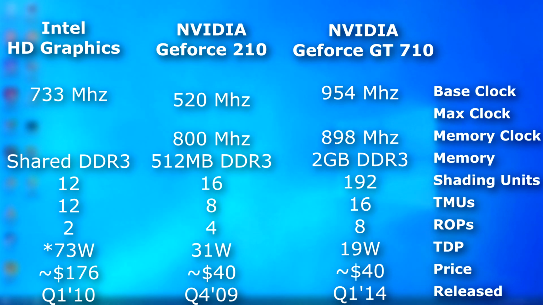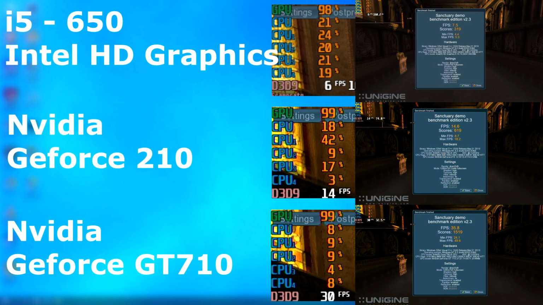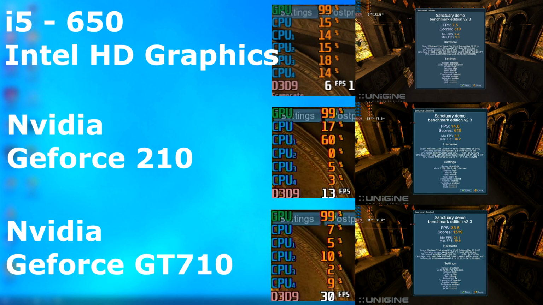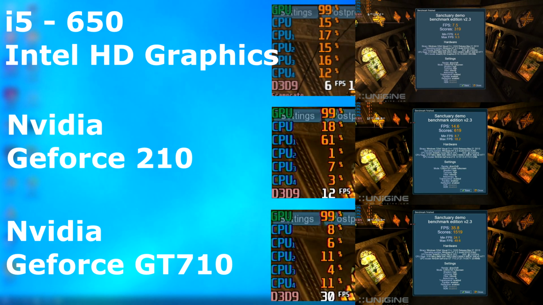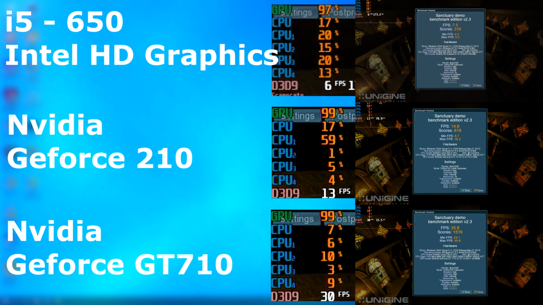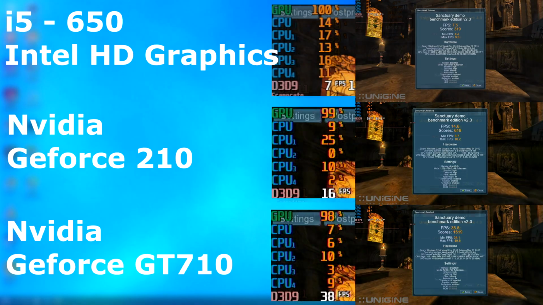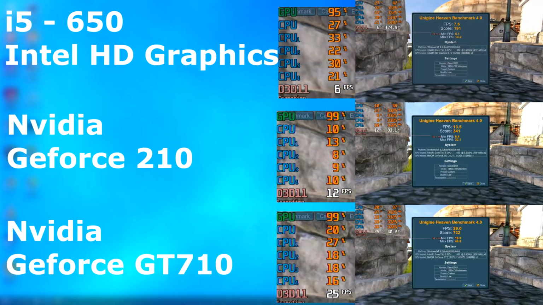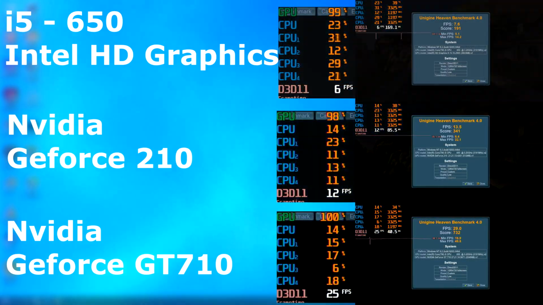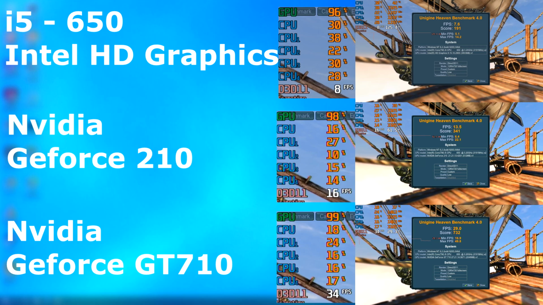We know that the 210 and 710 can easily display HD YouTube content, so we'll jump straight to 3D. In Sanctuary, the 710 was over double the performance of the 210. The 210's maximum FPS couldn't even touch the 710's minimum. In Heaven, it was the same story. Although the 210 did a little better here, still the 710's average was over double of the 210's.